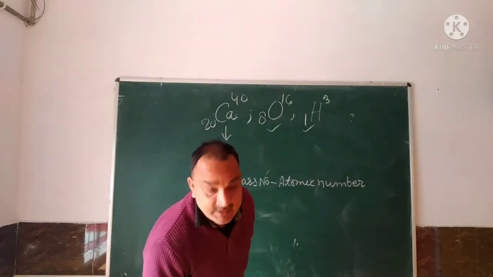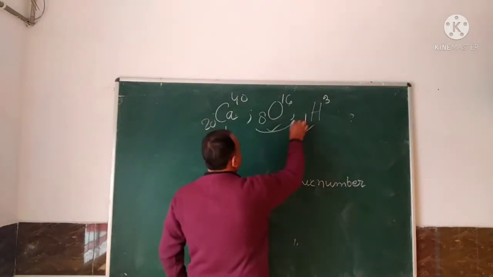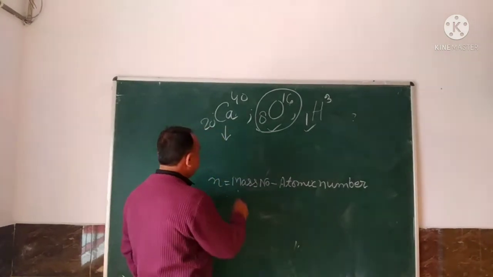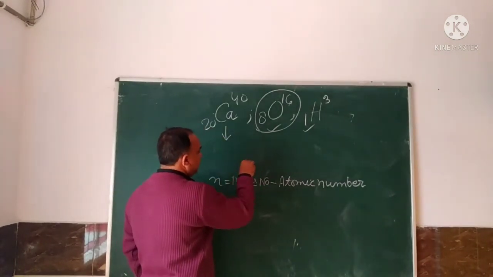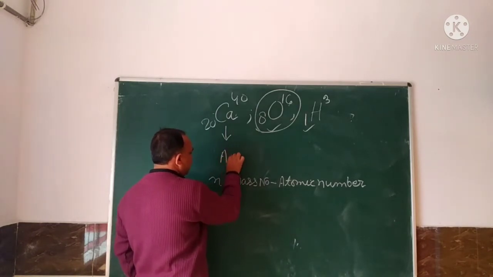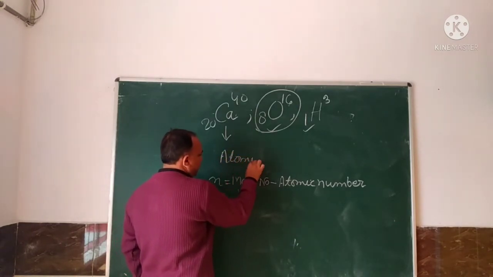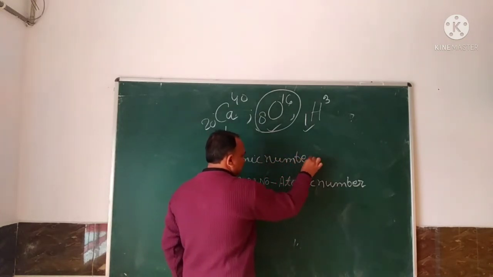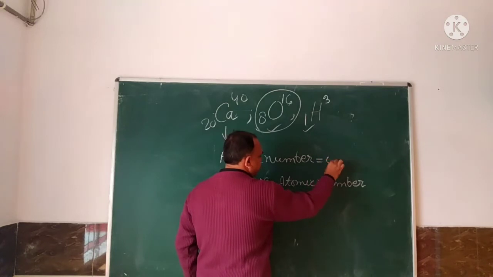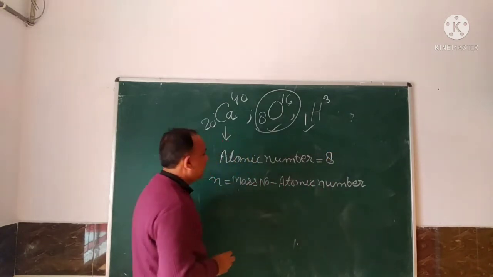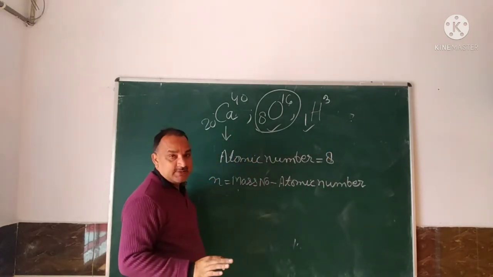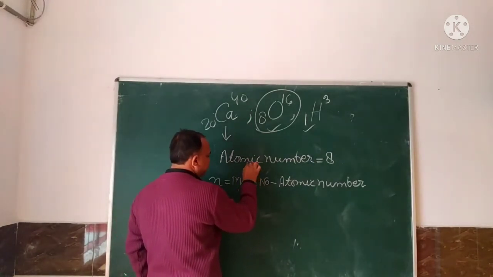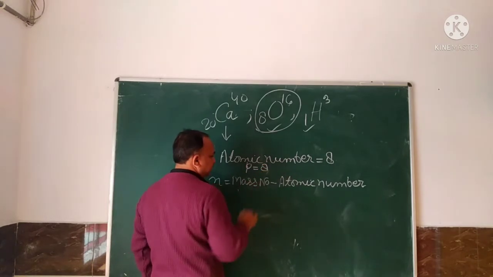Now we have the other example, the example of oxygen. In oxygen, what is the atomic number? First, we write down the atomic number. Atomic number is equal to 8. Then what is the number of protons? Protons will be 8.